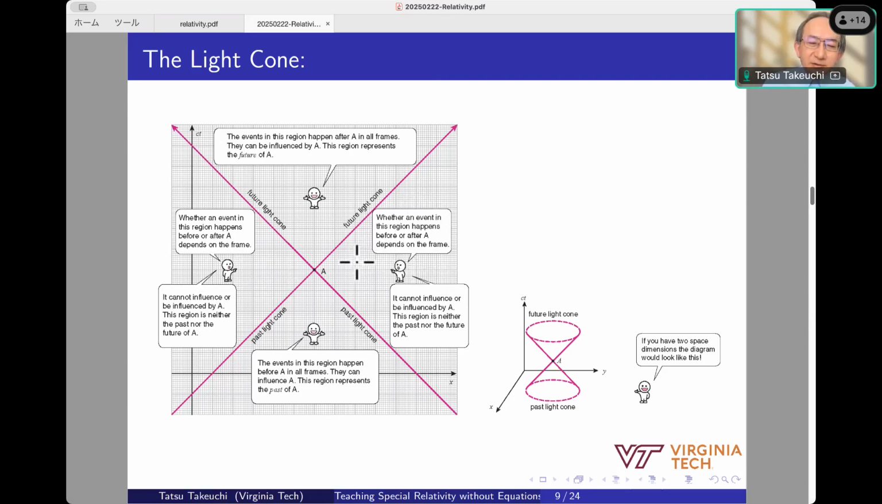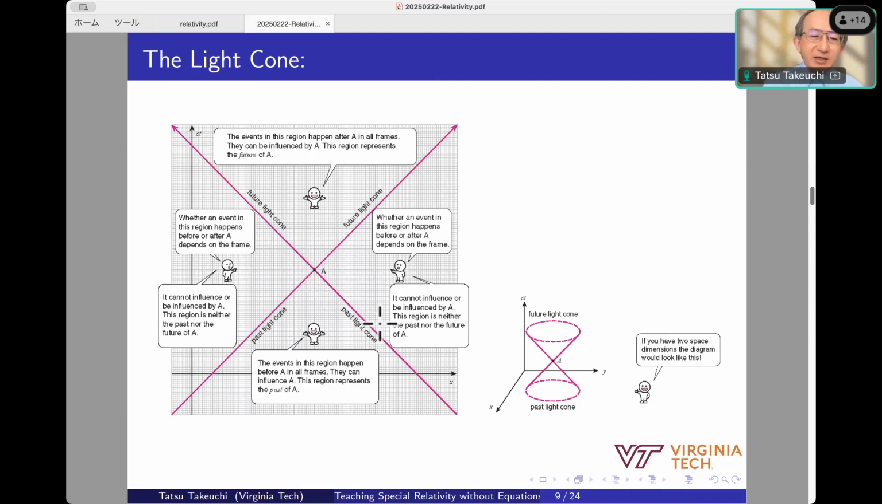So any point in this region or this region cannot be affected by A or cannot affect A, unless you use a signal which is traveling faster than the speed of light, which you don't want to happen. So these are the regions which have no causal relationship with this point A. Okay, I hope everybody's okay.